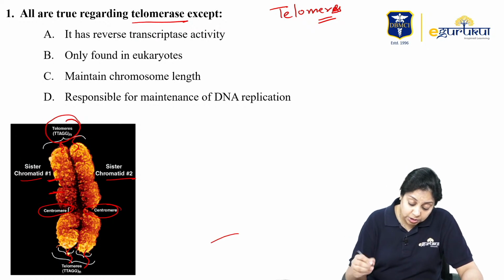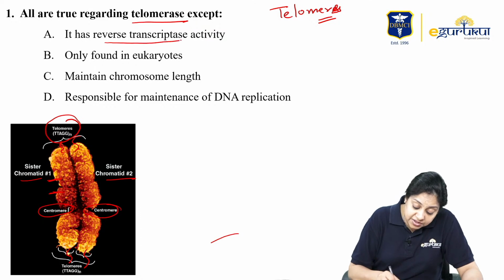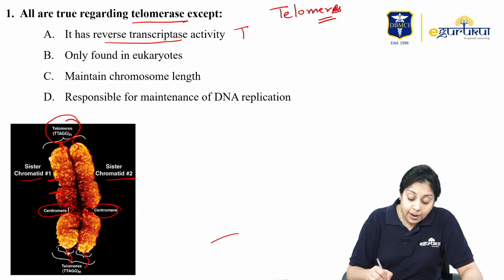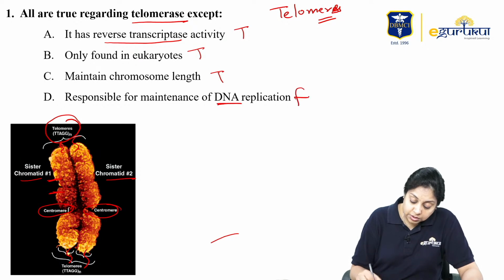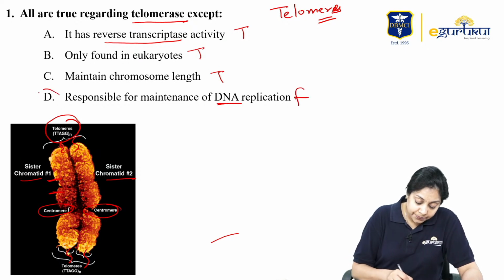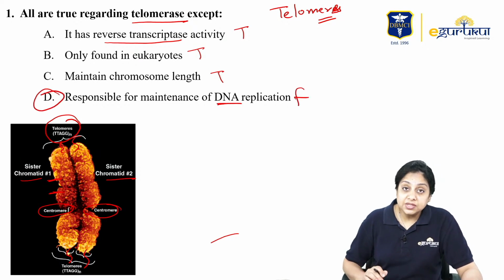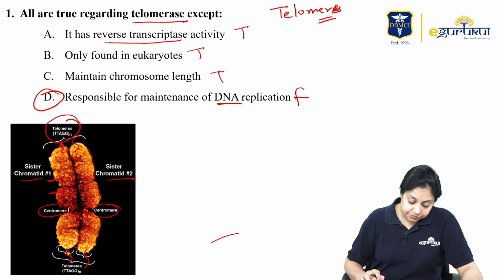So coming back to the telomeres, do they have reverse transcriptase activity? Yes. Only found in eukaryotes? Yes. They maintain the chromosome length? Yes. Responsible for maintenance of DNA replication? No, right? So this is the choice which is incorrect.